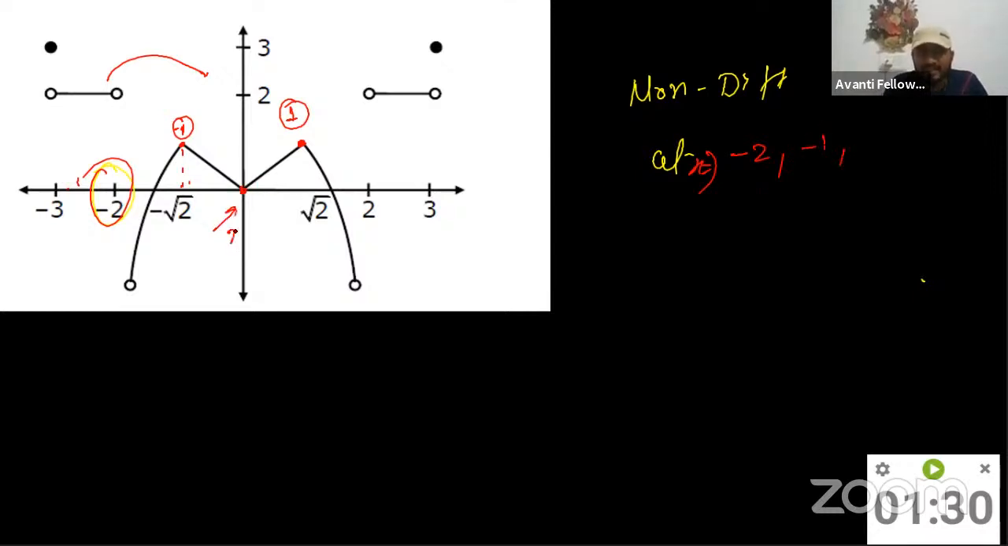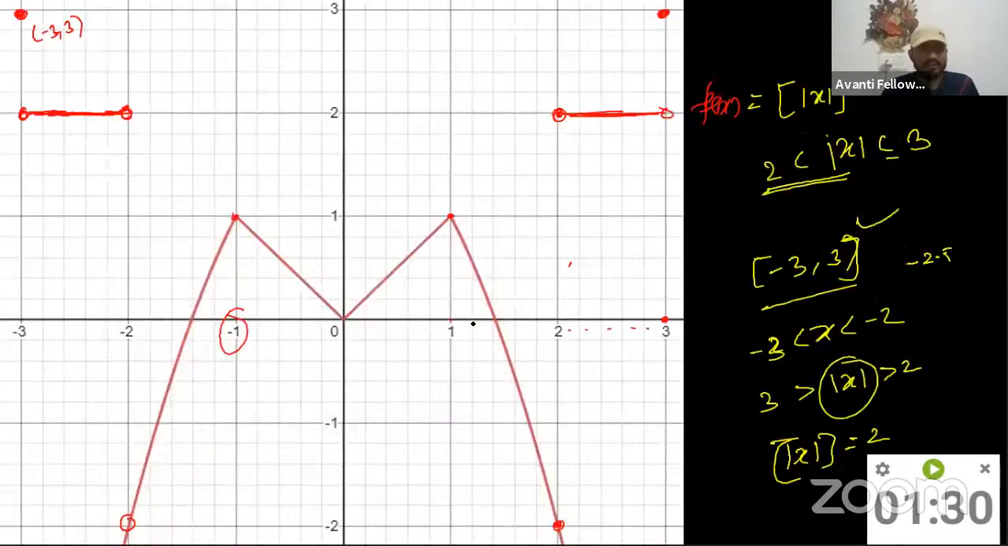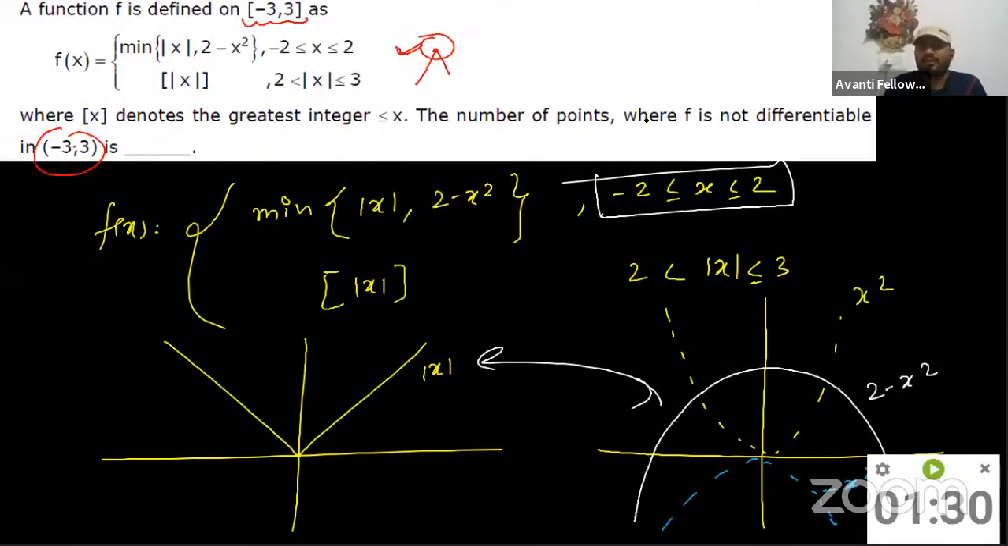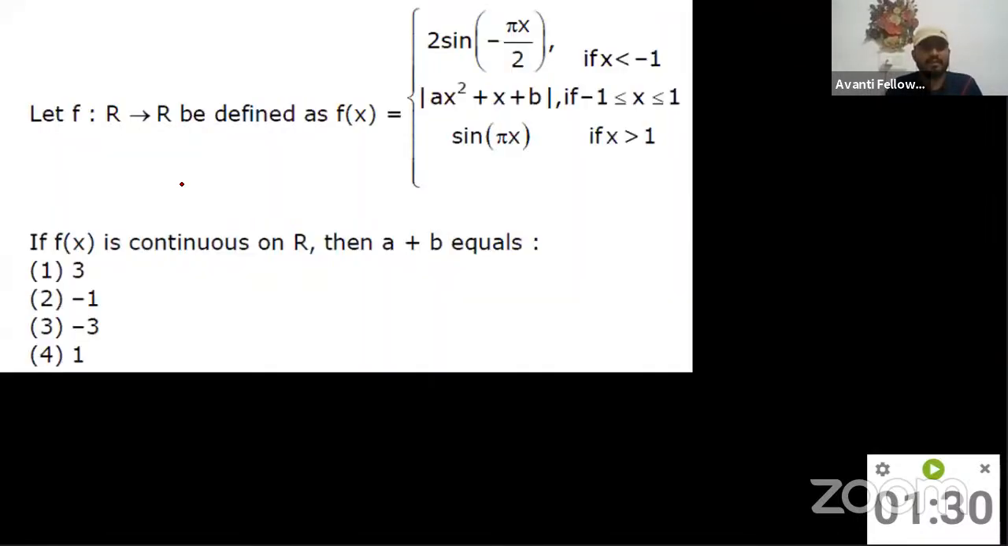This is discontinuous at x is equal to 0, x is equal to 1, and x is equal to 2. How many points? 5 points. If I talk about -3 to 3, there are 5 points of non-differentiability. Got it? So the number of points where f is non-differentiable, my answer will be 5. Yes, with the help of the graph, you can solve this problem. No need to worry about it.